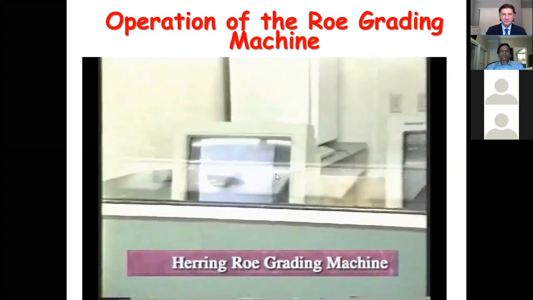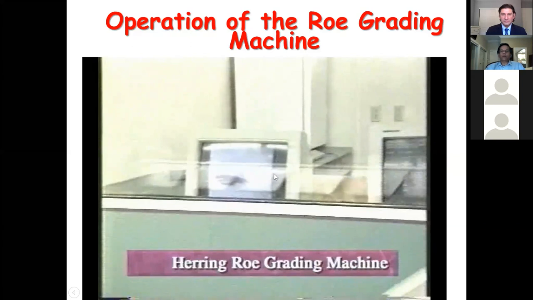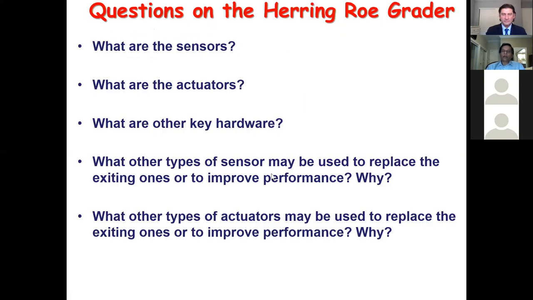Okay, in the interest of time, I'm going to stop there. And I guess you can still see my PowerPoint. Now, the questions are, what are the sensors and actuators there? What is the hardware? Those are relevant for the instrumentation problem.